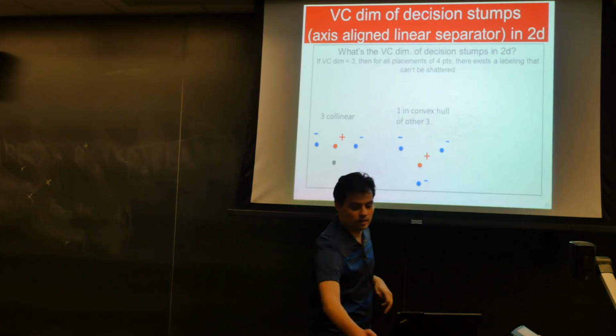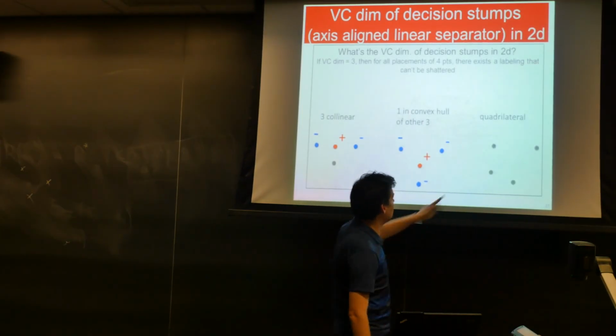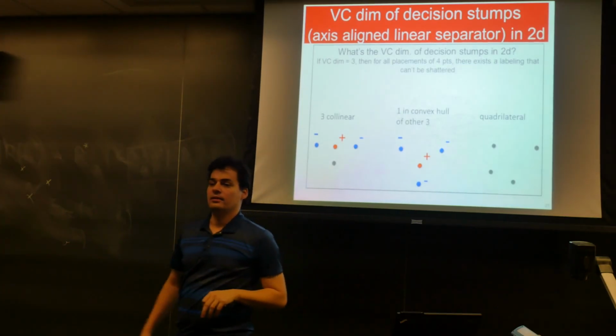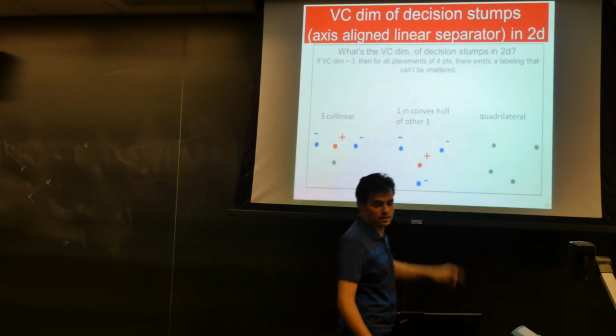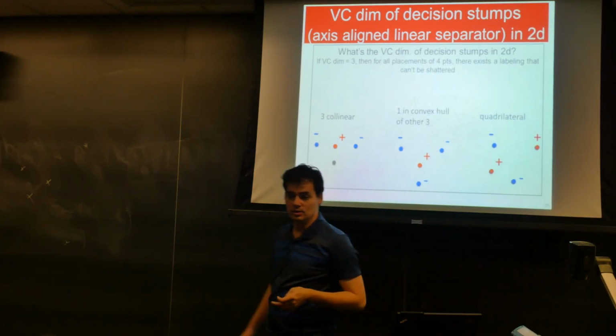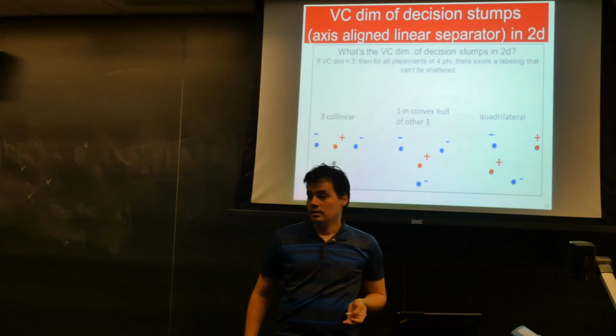And another case could be if the 4 points look like this, then yes, as I can see that if I choose this labeling, again, I wouldn't be able to classify them with decision stumps. How do you prove that?